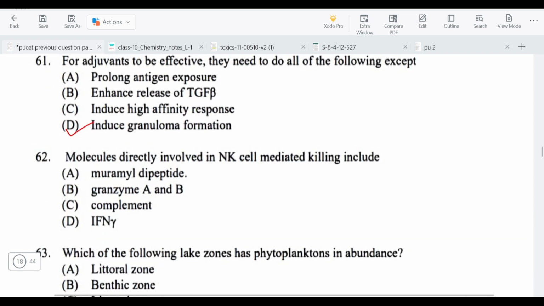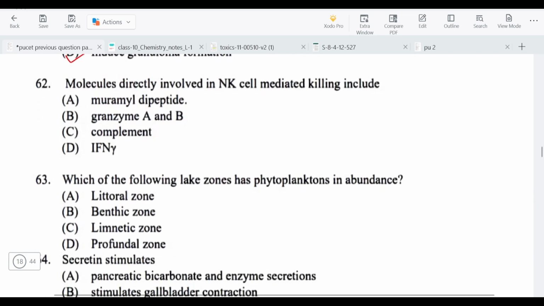Next, molecules directly involved in NK, natural killer cell mediated killing, include. The correct answer is granzyme A and B. What are these? These are cytotoxic proteins used by these NK cells to induce apoptosis. And what is apoptosis? The other name is cell death or killing of the cell, right?